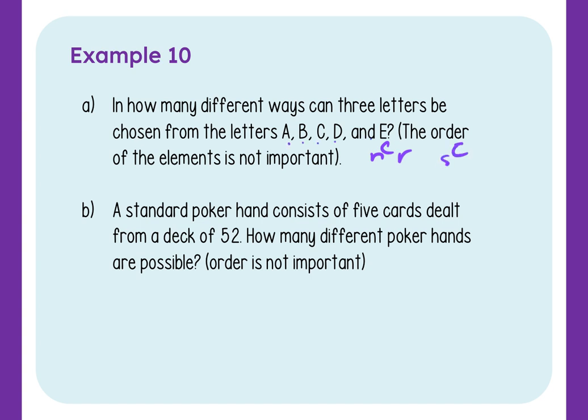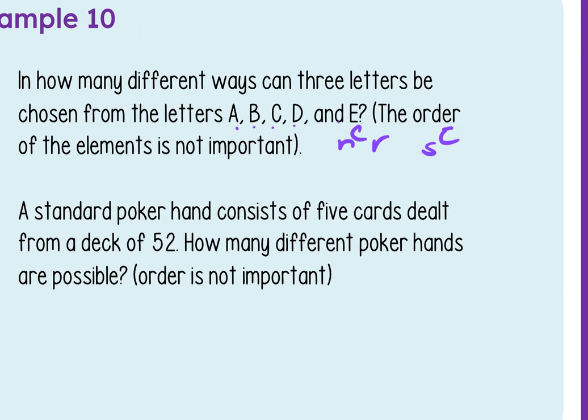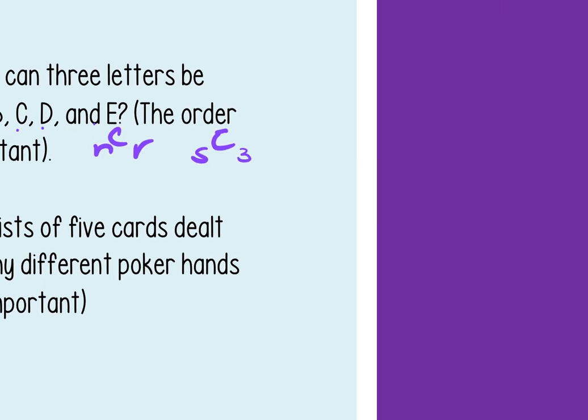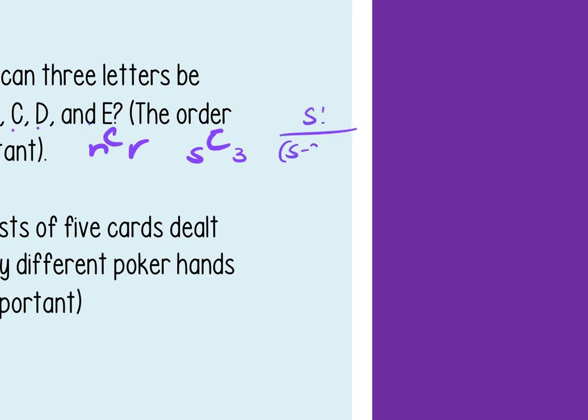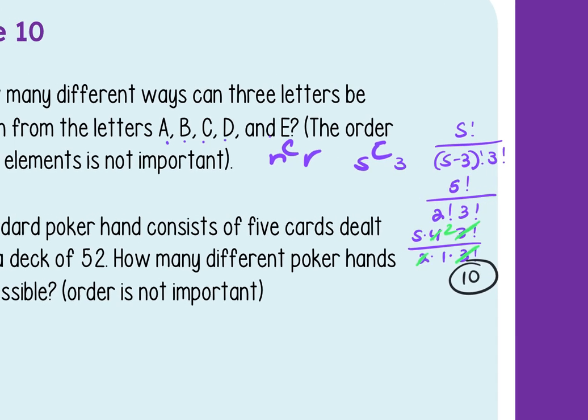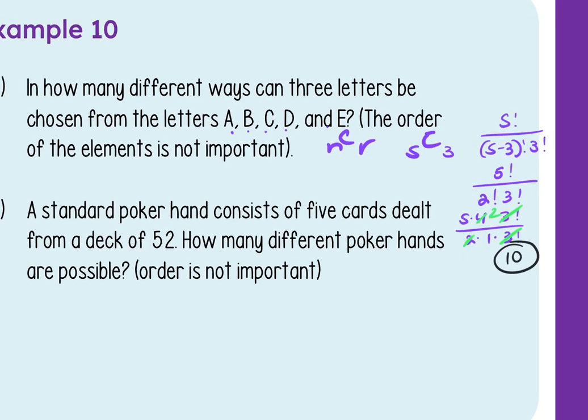5. And how many different ways can 3 letters be chosen? What is my r? 3. So this is 5 factorial over 5 minus 3 factorial times 3 factorial. This is 5 factorial over 2 factorial times 3 factorial. This would be 5 times 4 times 3 factorial over 3 factorial times 2 times 1. And the 3 factorials cancel, and the 2 goes into 4 twice, and this is 10. The number of combinations out of a set will always be smaller than the number of permutations of a set.